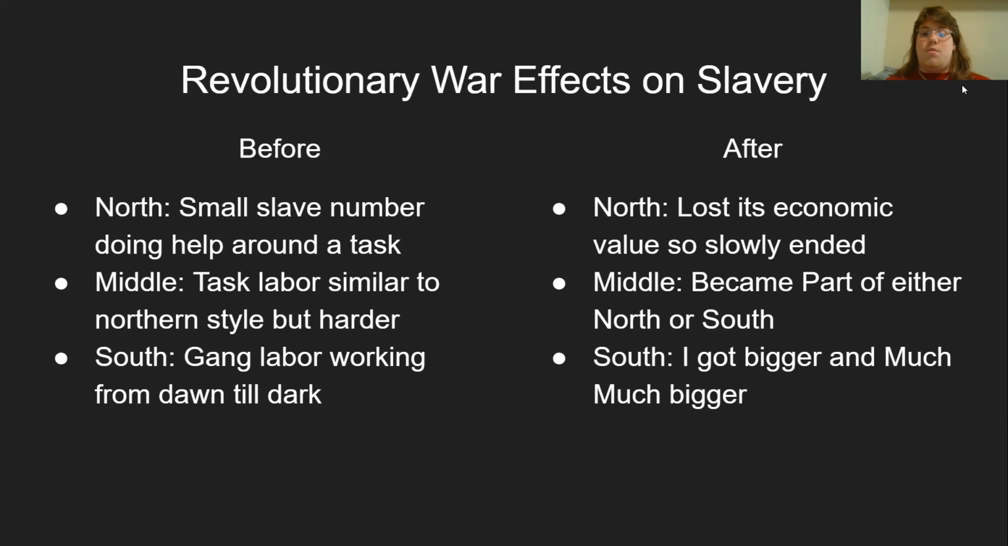After the Revolutionary War, the North lost its economic purpose for slavery, so they slowly started to end slavery in the states. The middle became either slave or free states, depending on how far north or how far south they were. It kind of depended. Where in the South, slavery just got bigger, and they doubled down on it.